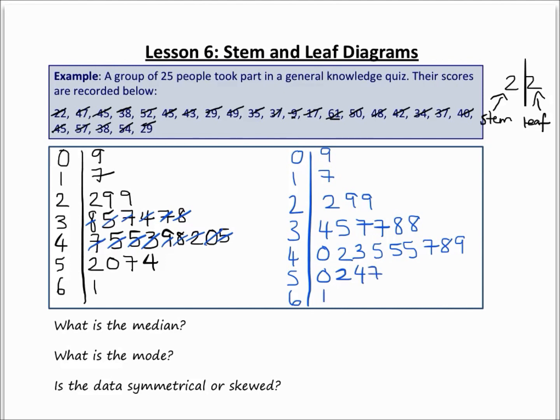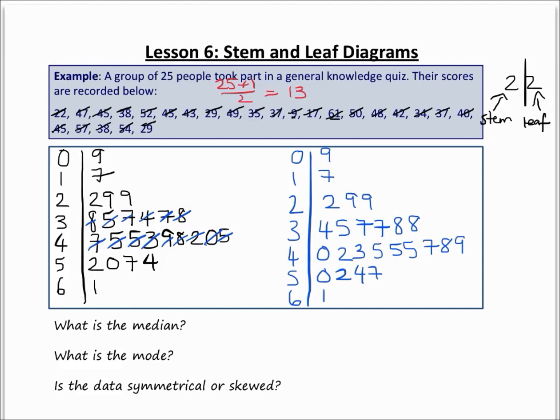Okay, so now I've got all my data in order, and because of that, I can now work out what the median and the mode are. So I've got 25 pieces of data. That means that the median is the 13th piece of data, and the way you work that out is you always add 1 to the number of pieces of data you have, so 25 plus 1, and then divide that by 2, and that gives me 13, because 25 plus 1 is 26. Divide that by 2 gives me 13. So I'm looking for the 13th piece of data.